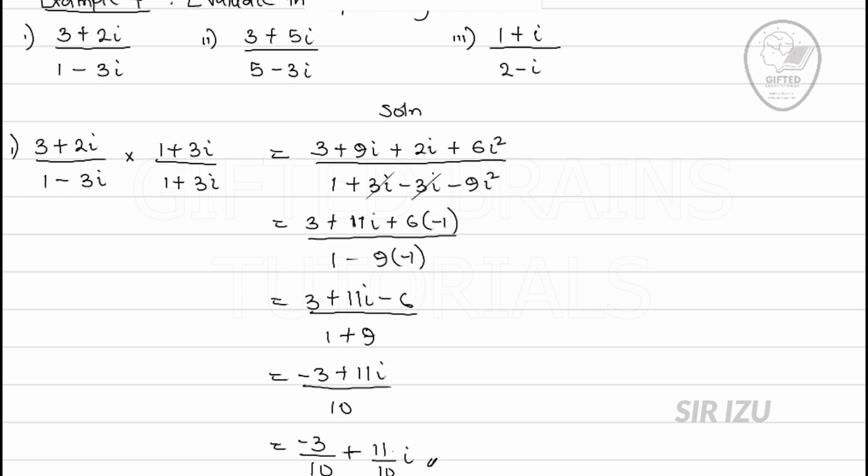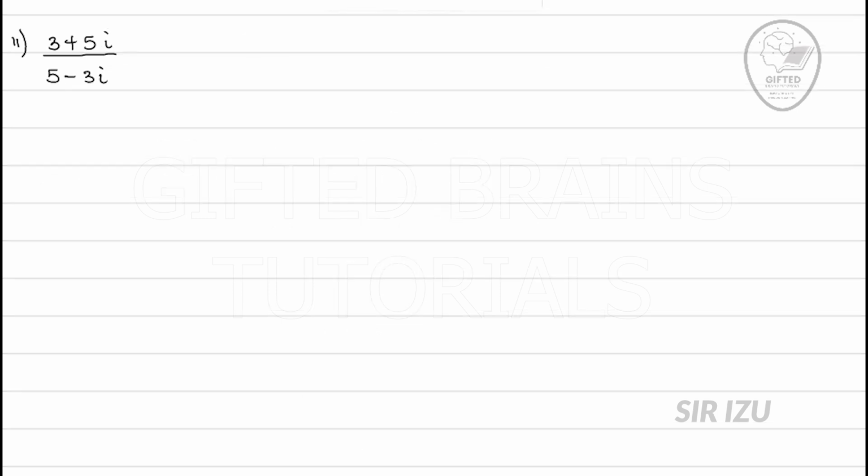Let's take the second one now. Again, the approach is the same. Just multiply denominator and numerator by the conjugate of the denominator. Let me say the conjugate of the denominator is 5 plus 3i. So multiply by 5 plus 3i. Again, multiply this 3i by 5 plus 3i. Again, we would have 3 times 5, that is 15. And 3 times 3i will give me 9i. 5i times 5 will give me 15i. And then 5i times 3i will give me 15i squared.